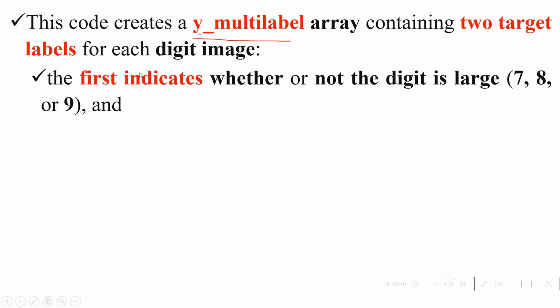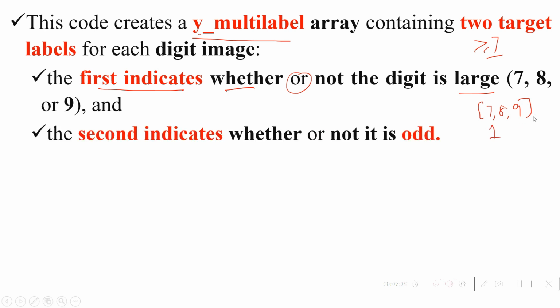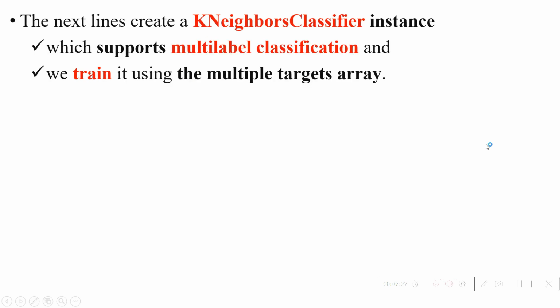Now, for example, the first indicates whether or not the digit is large. Large means greater than or equal to 7, that is, the digits 7, 8 and 9. If it is true, it gets the output 1; otherwise, it gets the output 0. The second indicates whether or not it is an odd number. If it is odd, then we get the output yes; otherwise, no.